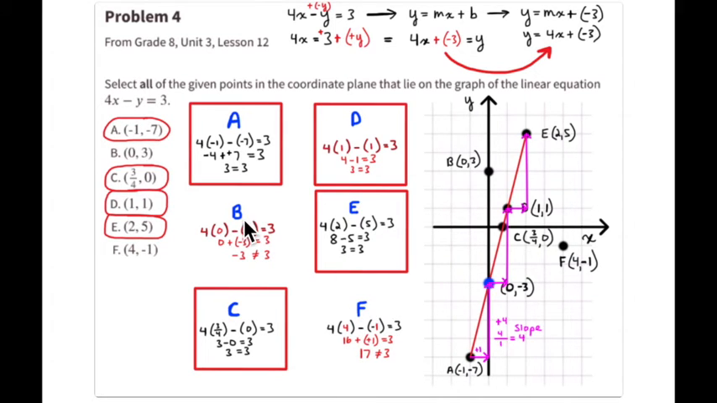So we showed which of these points are solutions to this equation, or lie on the graph, the line of this equation, by showing that this equation is equal to the equation for this line, and also we plugged each of the x coordinates and y coordinates into the equation and proved that they are equal to 3.